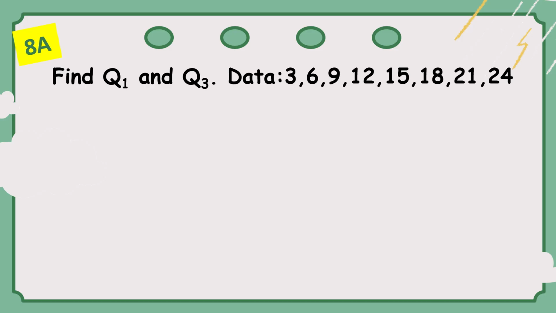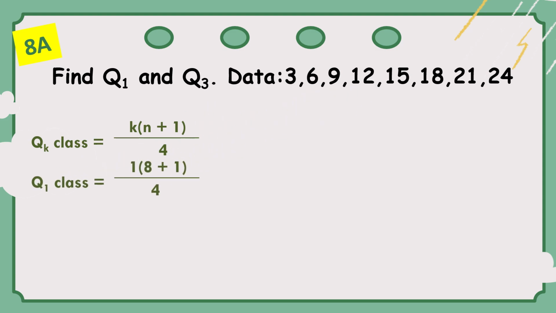Let us find the value for the quartile 1 and quartile 3. The data is 3, 6, 9, 12, 15, 18, 21, and 24. The quartile 1 K class is equal to K times n plus 1 over 4. So let us count the data set. So we have 2, 4, 6, and then 8. So let us first identify the quartile 1 class. So 1 times 8 plus 1 over 4. 8 plus 1 is 9. 9 times 1 is 9 divided by 4. So the quartile 1 class is equal to 2.25.